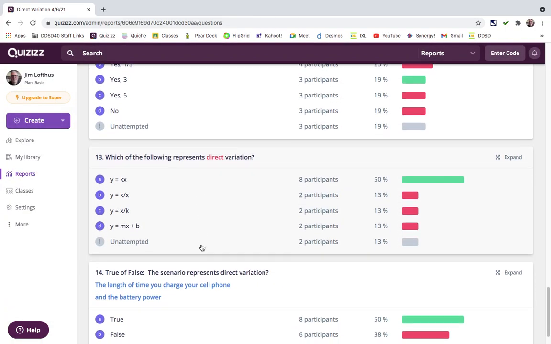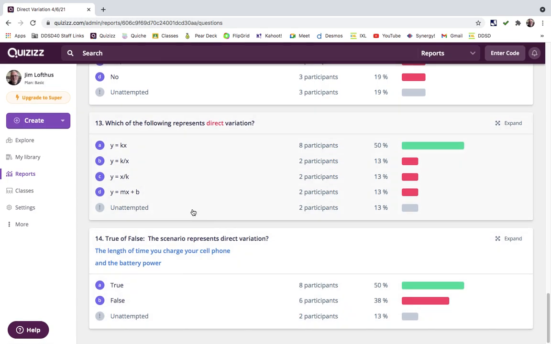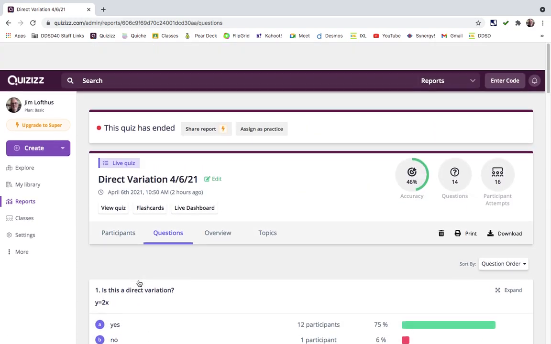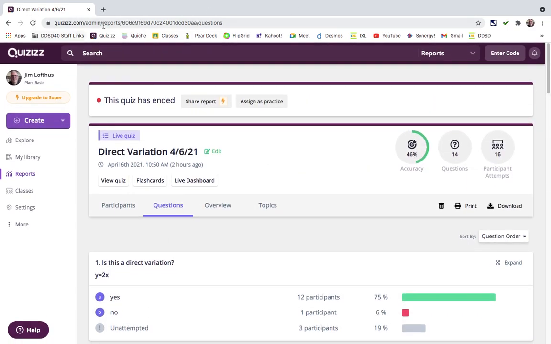And which of the following represents direct variation? y equals kx. About half of us got that. And true or false? The length of time you charge your cell phone and the battery power is direct variation. And that is true, because if you have 0 minutes charging your battery, then it will have zero charge. Now, I'm not sure if there is a constant of variation, so that may actually be false. And so that was the quiz that we took today.